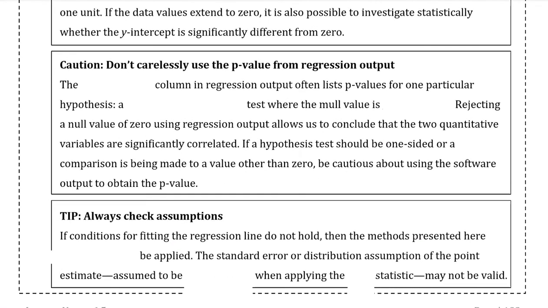Couple other points before we see some examples of analyzing these using hypothesis testing. First, don't carelessly use the p-value from the regression output. What this means is the fact that the last column in the regression output often lists the p-values for one particular hypothesis, specifically a two-sided test where the null value is 0. Rejecting a null value of 0 using regression output allows us to conclude that the two quantitative variables are significantly correlated. If a hypothesis test should be one-sided or a comparison is being made to a value other than 0, we want to be cautious about using the software output to obtain the p-value.